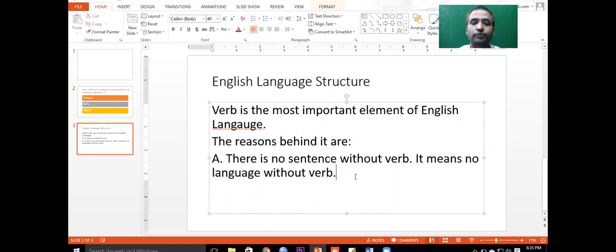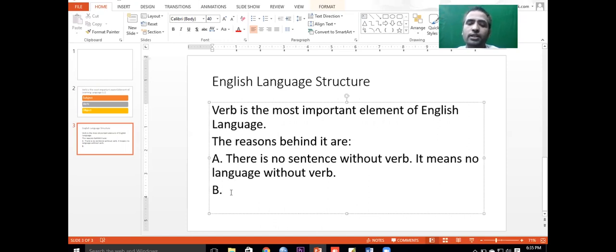Okay, now another reason why we should start from verb. Why is verb the most important? Language areas like spelling can have typing mistakes. But here, without verb, there is no sentence. Without sentence, there is no language. So it means without verb, there is no language. So learn verb, practice verb.